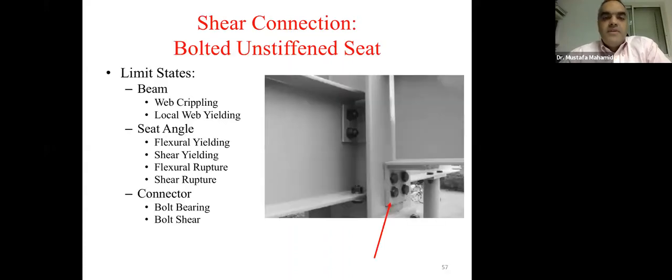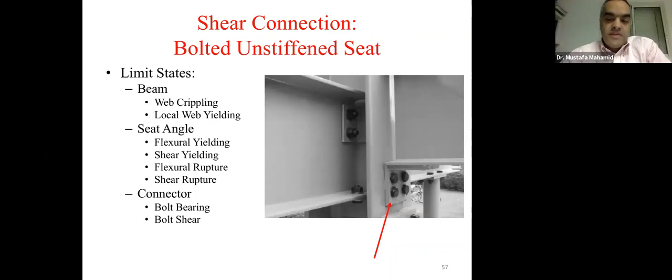And here we have the bolted unstiffened seat connection. So we have the seat connections, that's another type. We have stiffened and unstiffened. We have bolted, we have welded. So here, as you can see, the seat connection, everything is supported by the 4 bolts that you see in the figure.